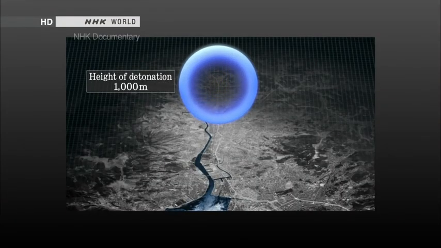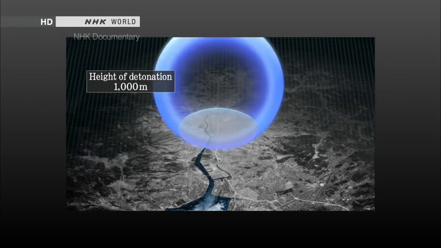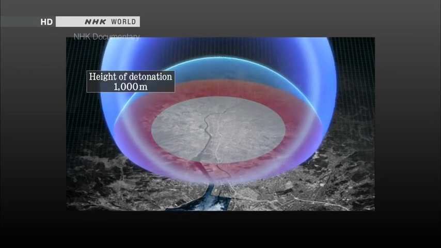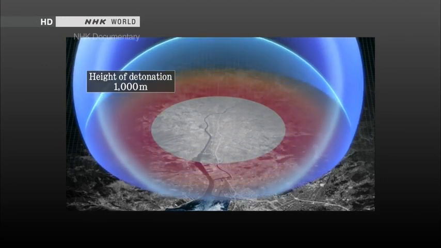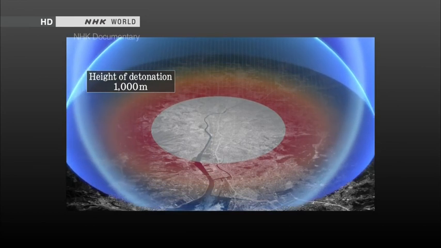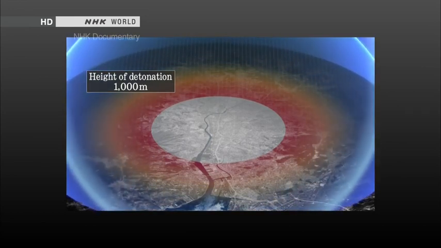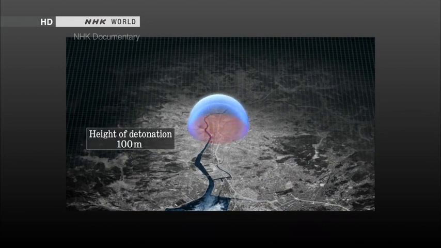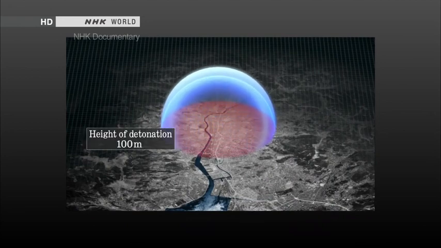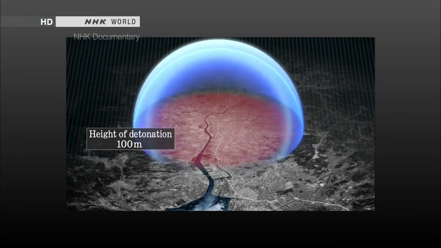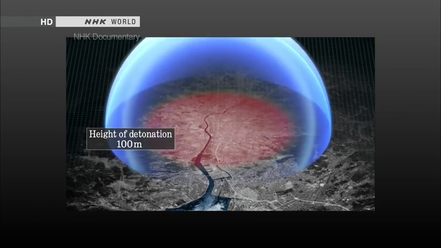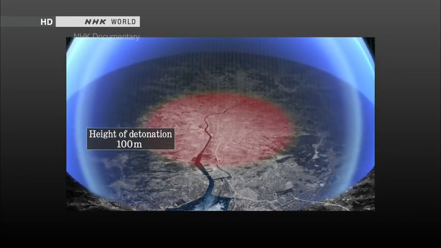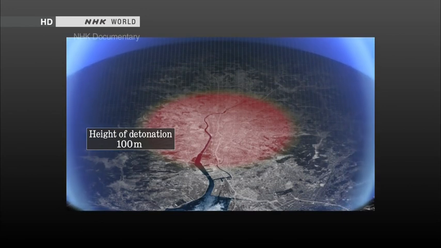For example, when a bomb is exploded at a height of 1,000 meters, the Mach stem is generated far from ground zero. The blast pressure falls short of 5 psi. At 100 meters, on the other hand, the Mach stem emerges near the blast center. But the area receiving blast pressure over 5 psi is limited to 1.4 kilometers in radius.